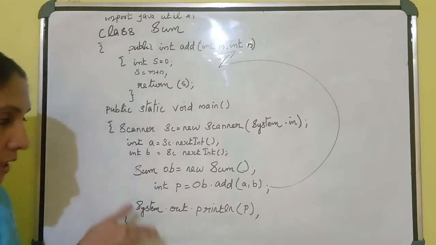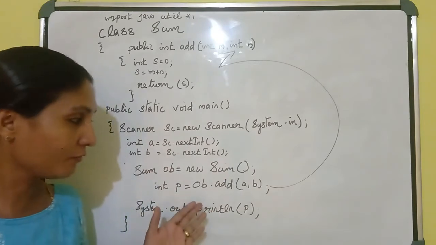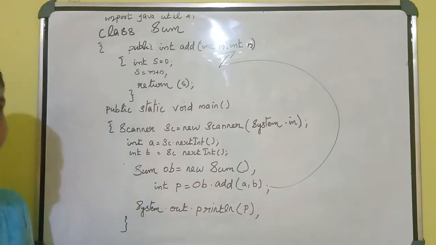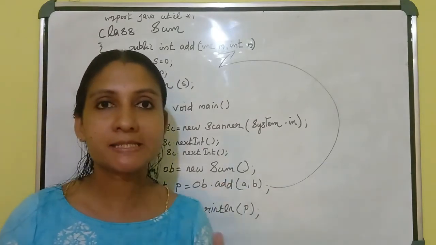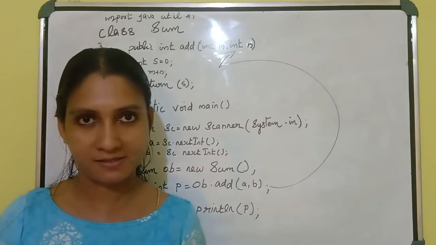Like this way we can call one function from another function with the help of this object only. I think you all understood this one. And next I will explain what is meant by static and non-static functions, members of a class.